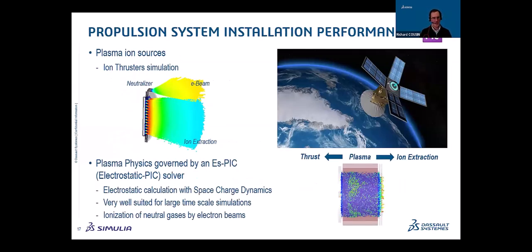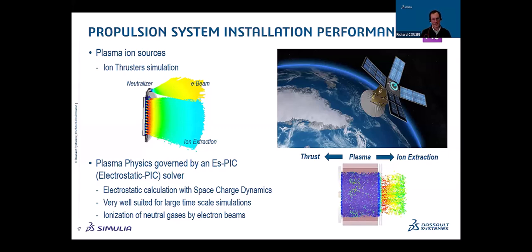The next topic is propulsion system installation performance. And here we have, for instance, the so-called plasma ion sources. One of the plasma ion sources that we can take into account is the ion thruster. You will have some more details in the next talks by my colleague Carlos, but I can already provide you with some input regarding this simulation.